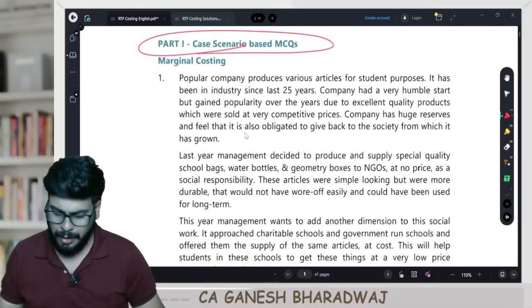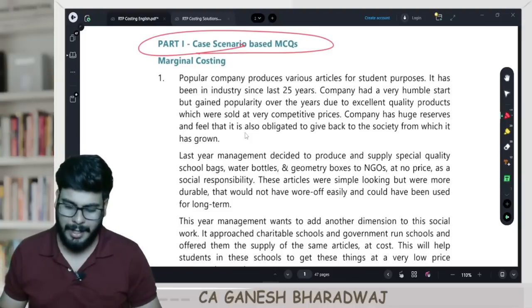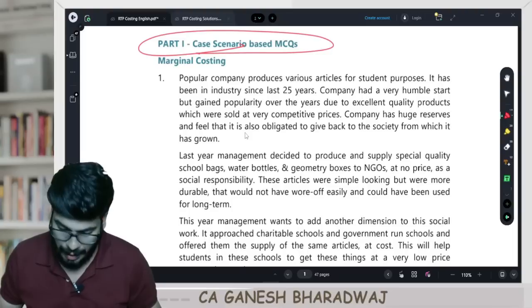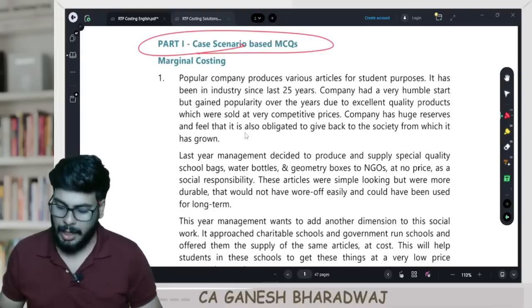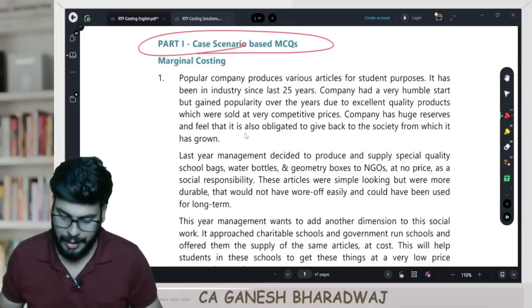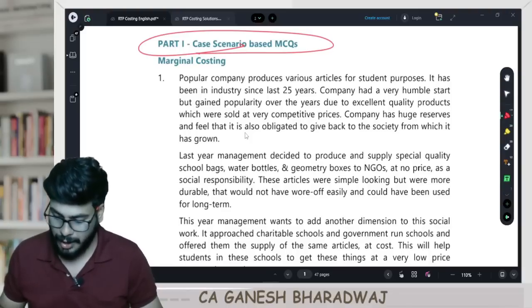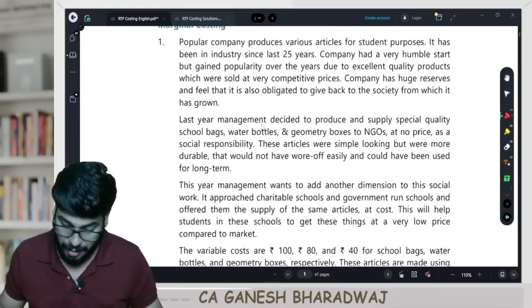Now, a popular company produces various articles for students' purposes. It has been in the industry for the last 25 years. The company had a very humble start, but gained popularity over the years due to excellent quality products, which were sold at very competitive prices. The company has huge reserves and feel it is also obligated to give back to the society from which it has grown. So some first paragraph is ideally a context which is not required at all.